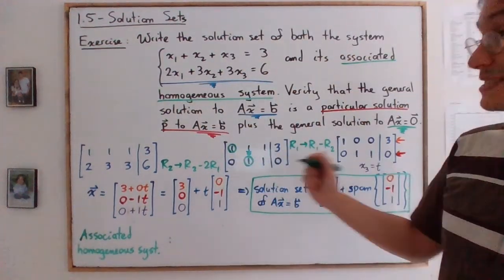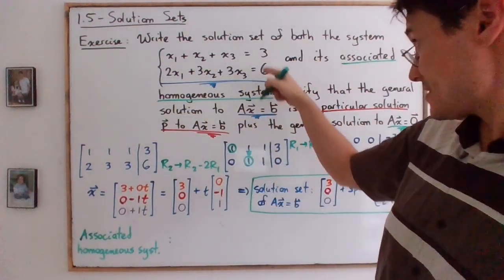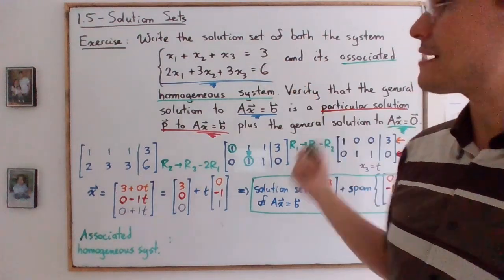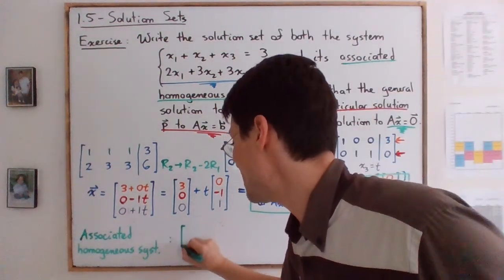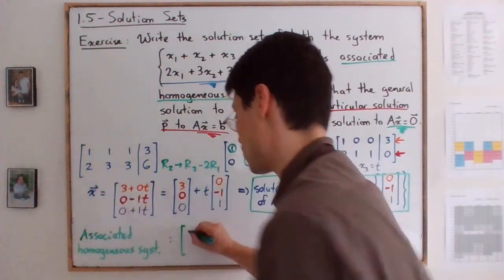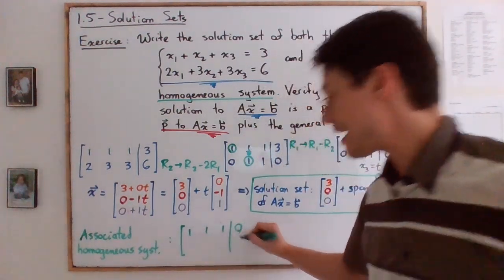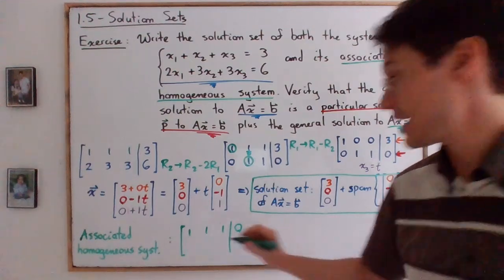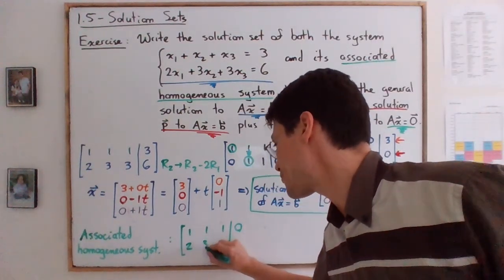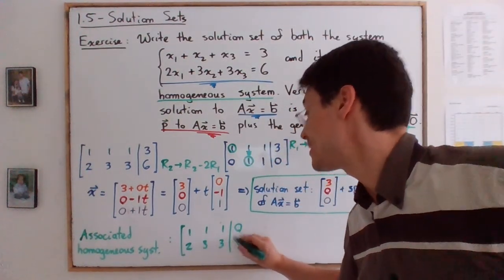And its matrix, so in other words, instead of these constants, you will have zeros. So its matrix will be exactly this one, 1, 1, 1, but instead of 3, you have 0. Okay? So you have like 2, 3, 3, 0.